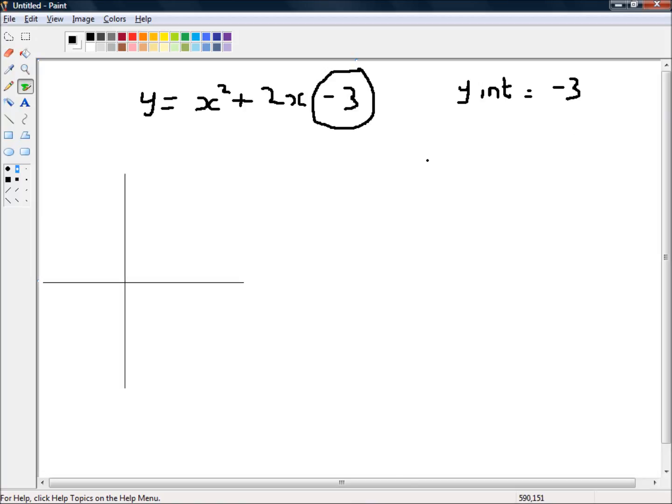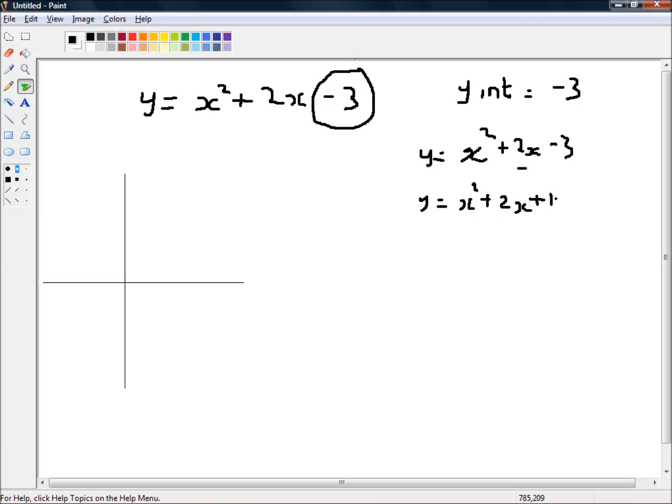Okay, so let's go ahead and start completing the square. We've got y equals x squared plus 2x minus 3. Now, if we halve that 2, it becomes a 1, and then 1 squared is 1, so our perfect square would be y equals x squared plus 2x plus 1. So that's our perfect square.